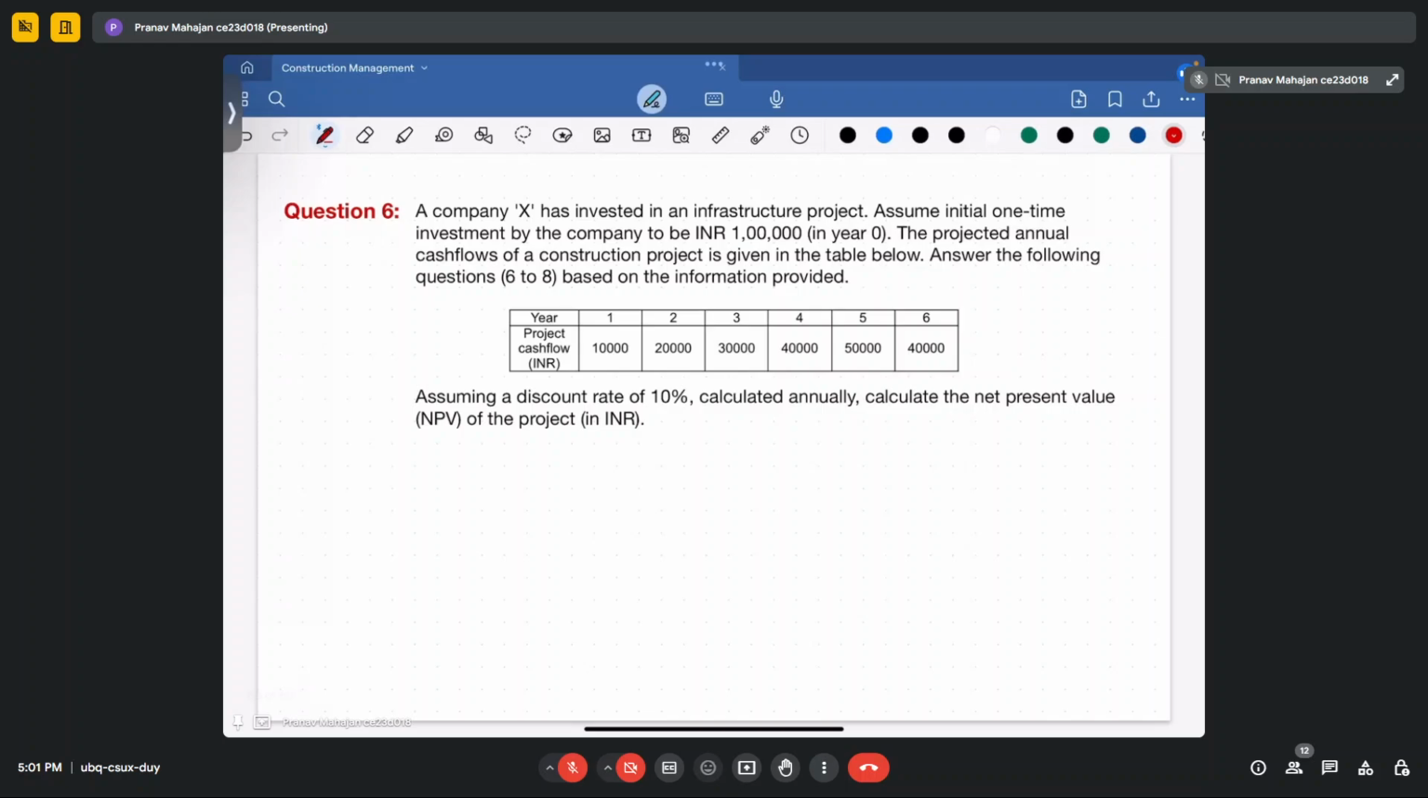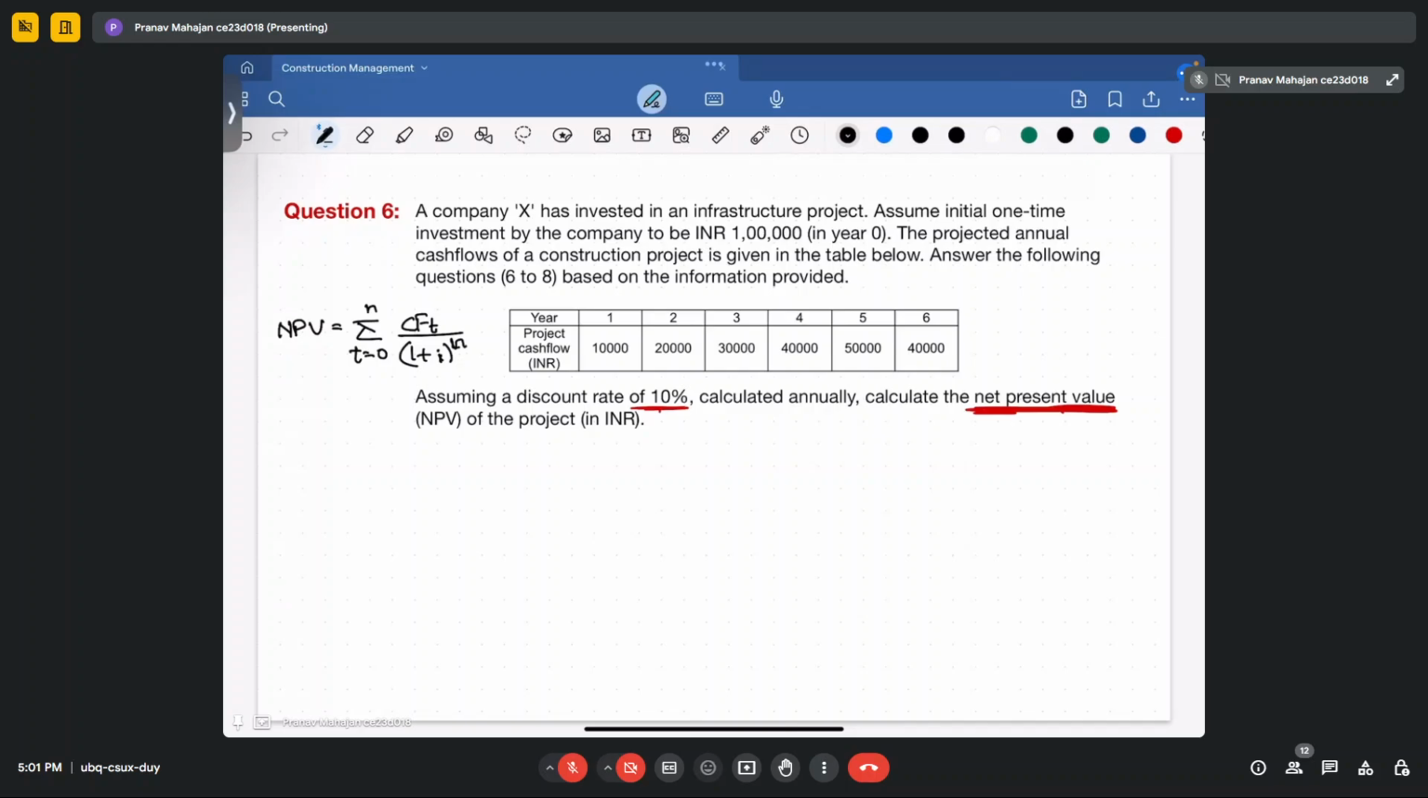Now you are required to solve some problems, assuming the discount rate as 10%, which is calculated annually, and you are required to calculate the net present value. Okay, so we have to solve this problem. So what is NPV? If you can recall from previously, NPV is the sum from t equal to 0 to n of CFt divided by (1 plus i) to the power of n.